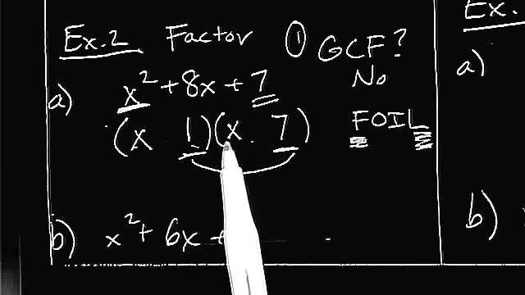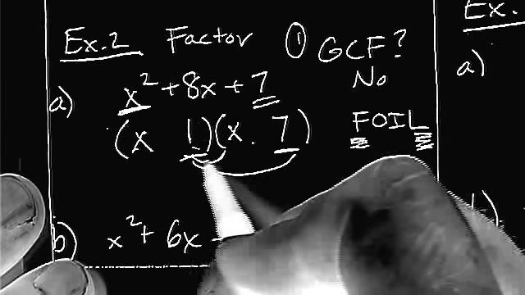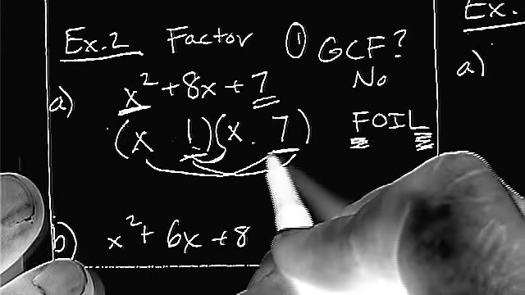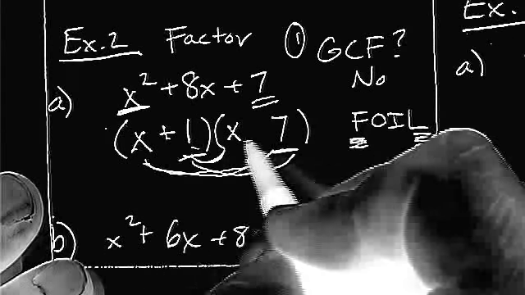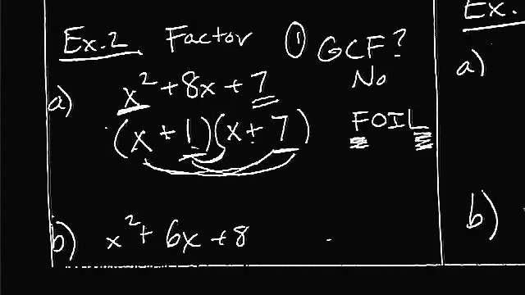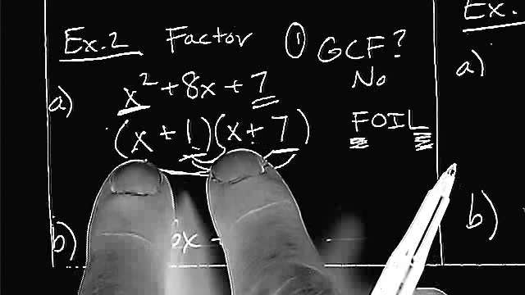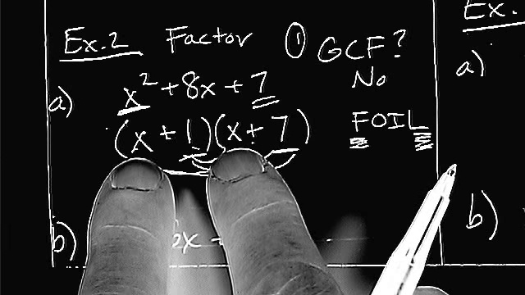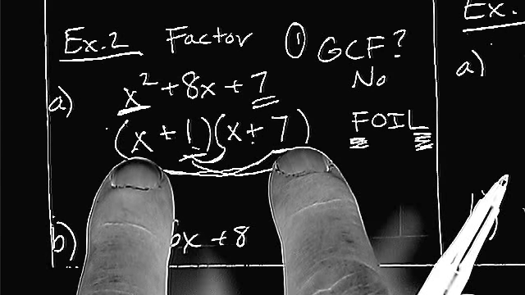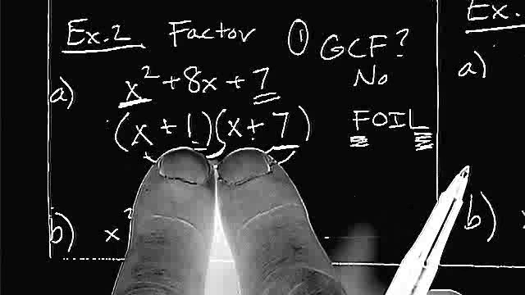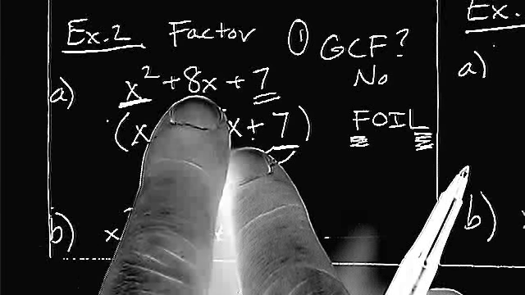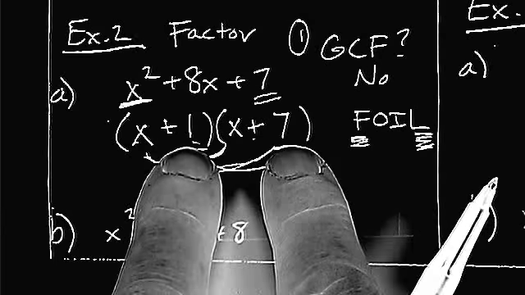Well, the inside, 1x and 7x, would both have to be positive in order for their sum to be 8x. So x times x gave me x squared. Then I've got 7x for the outsides, 1x for the inside, that adds up to 8x, and 1 times 7 is 7.